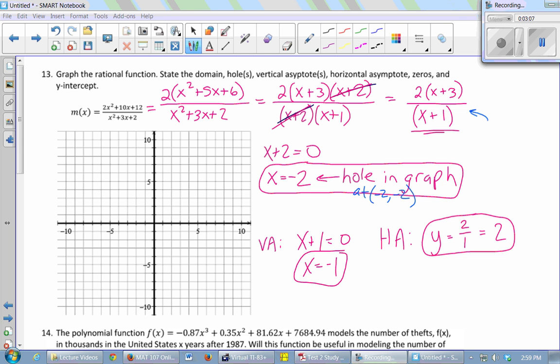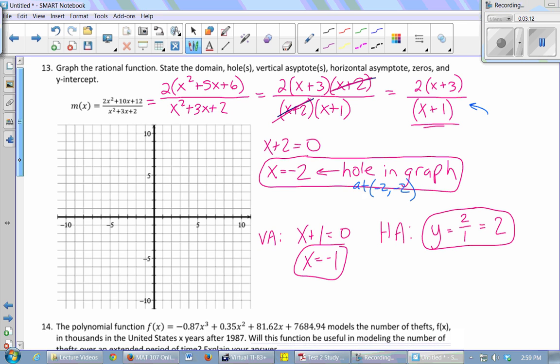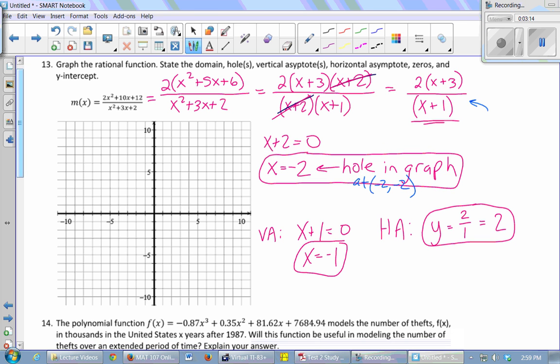And I think I have enough to get the y-intercept and zeros. Let's get the y-intercept and the zeros. So to find the y-intercept, we just plug in 0. I plug 0 into my original function. So it's going to be 12 over 2, which is 6. So I've got a y-intercept at 6.